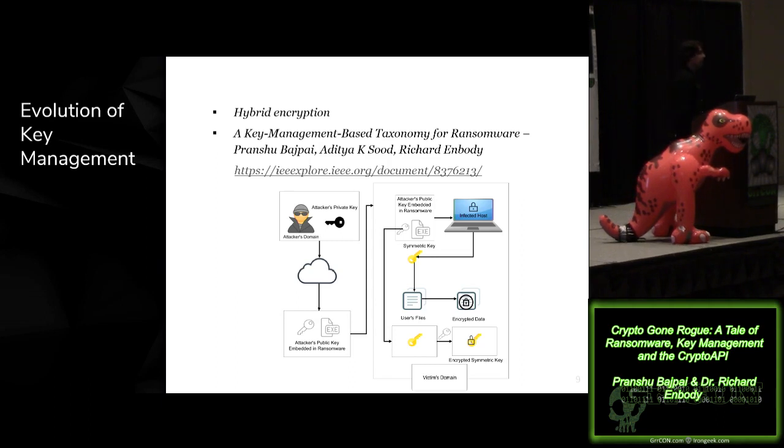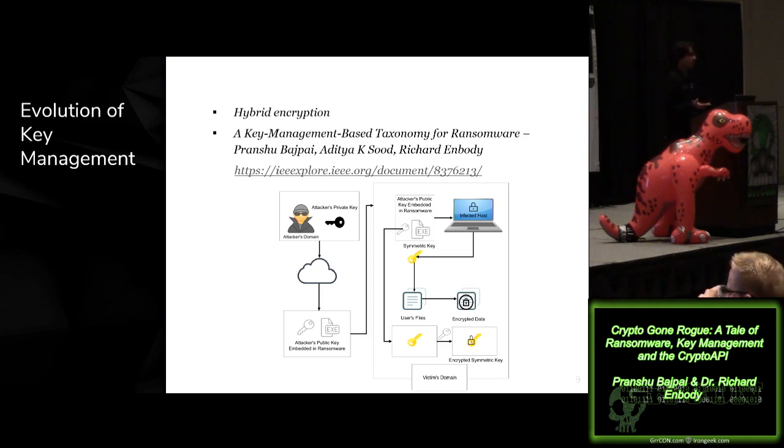So basically, they take a symmetric key to encrypt users' data, but then they use the attacker's public key, an asymmetric key, to encrypt the symmetric key once the symmetric key is done encrypting the user's data. So that's why it's called a hybrid encryption scheme, since it's a combination of two different encryption schemes. So the diagram over there kind of explains how this is done.